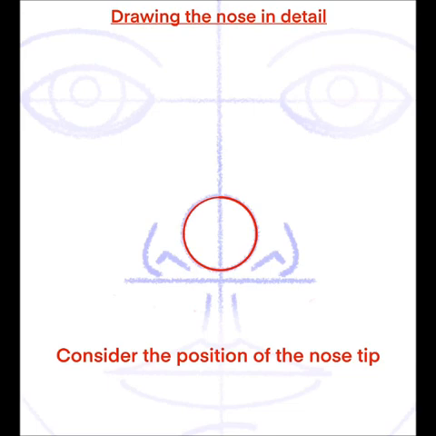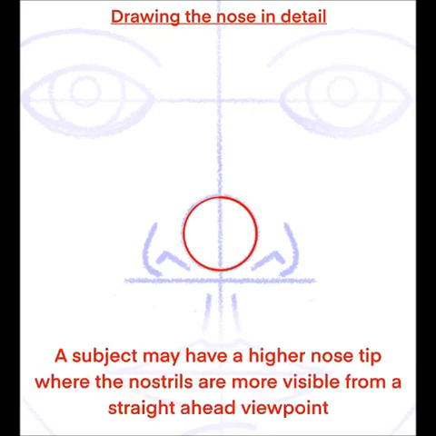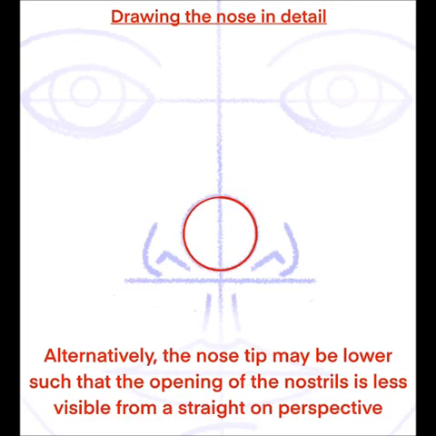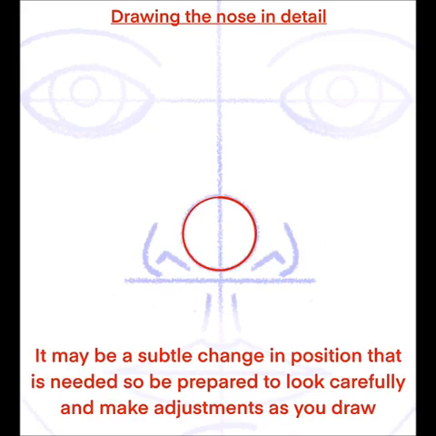Consider the position of the nose tip. A subject may have a higher nose tip where the nostrils are more visible from a straight ahead viewpoint. Alternatively, the nose tip may be lower, such that the opening of the nostrils is less visible from a straight on perspective. It may be a subtle change in position that is needed, so be prepared to look carefully and make adjustments as you draw.